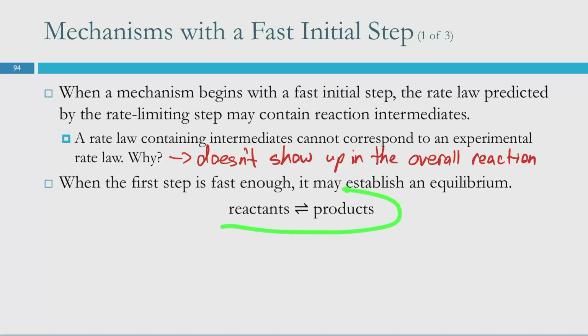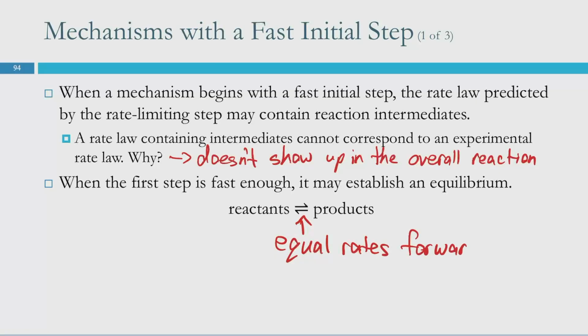If our first step is fast enough, then we can establish an equilibrium. An equilibrium, in case you've forgotten, is equal rates forward and backward. And the result of that is that the reactants and the products concentrations aren't changing. They're not going to be the same. We might have a lot of one and a little bit of the other, but those concentrations over time are not going to change because the rates of change are equal.